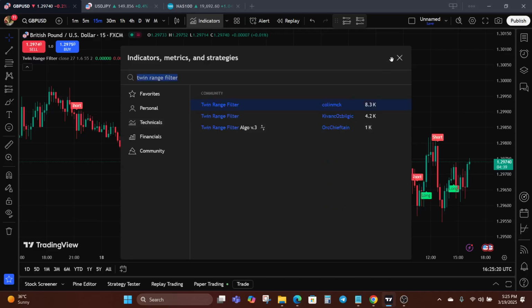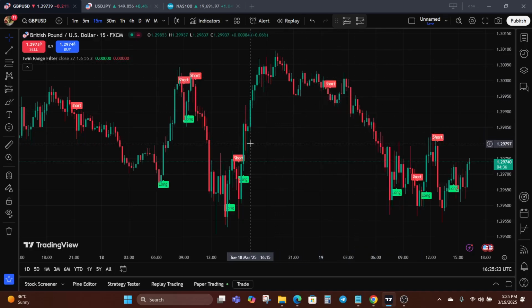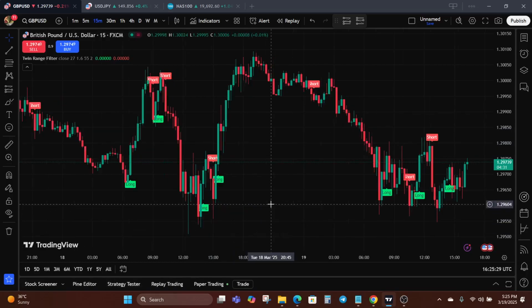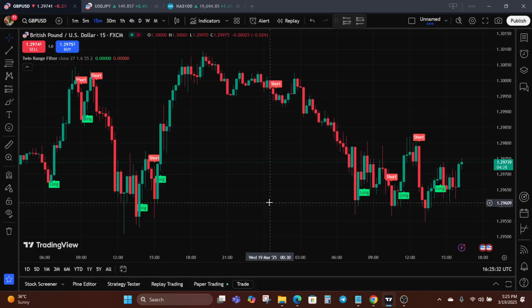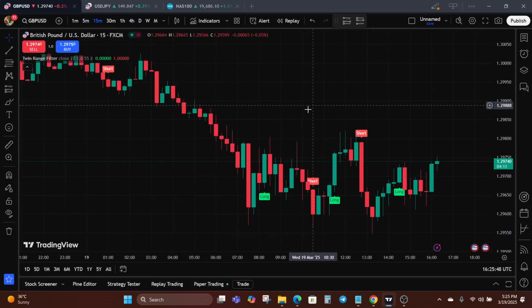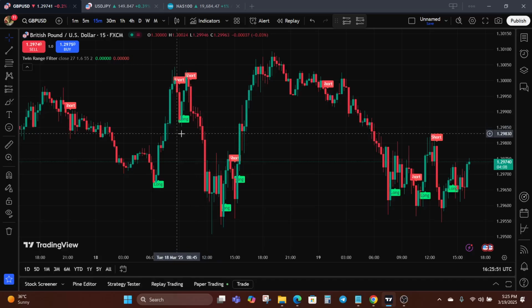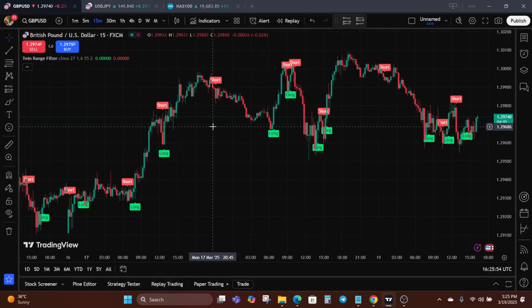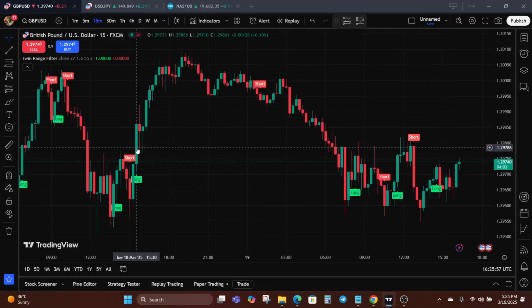All right, so this is the twin range filter indicator. It is designed to eliminate market noise and just give you precise entry and exit points. As you can see, there are no lines, there are no histogram bars, no dots, no arrows, and all of that. All you just have is short signals, long signals.